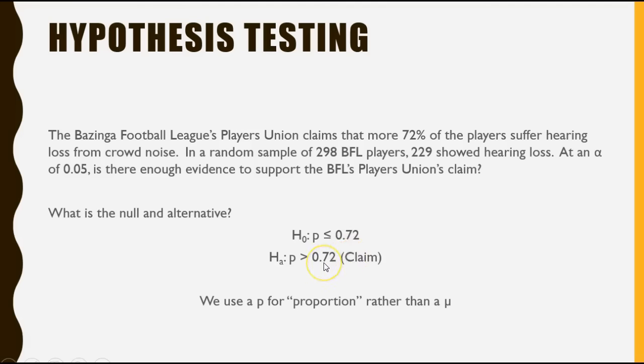So the claim is the alternative hypothesis. The null hypothesis always contains equality. Note we are using P here for proportion rather than a Greek mu for the population mean. We're looking at the true population proportion.